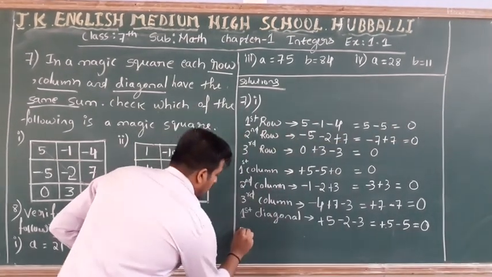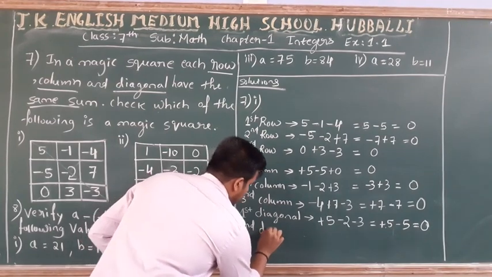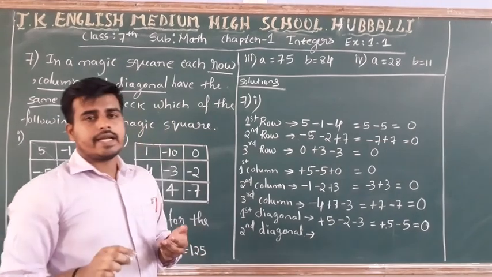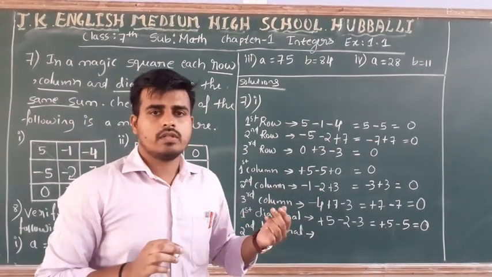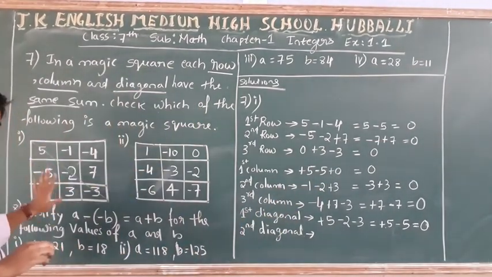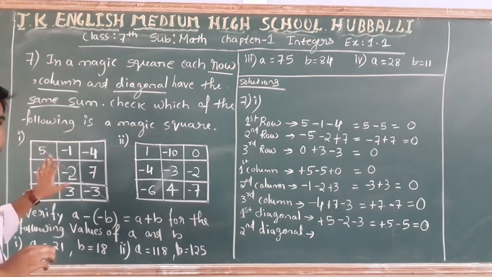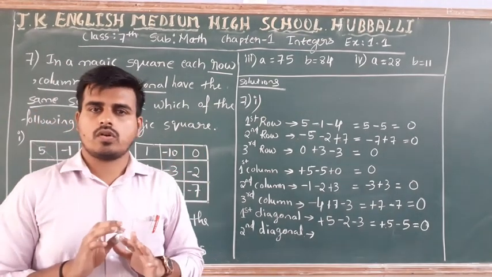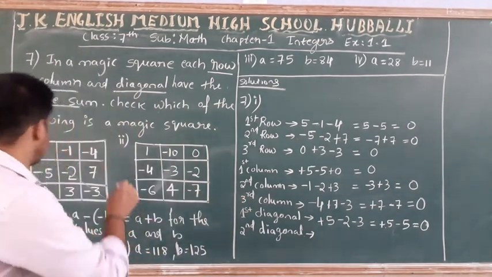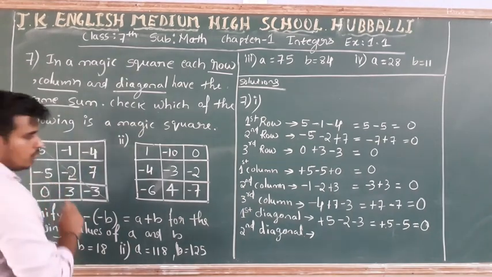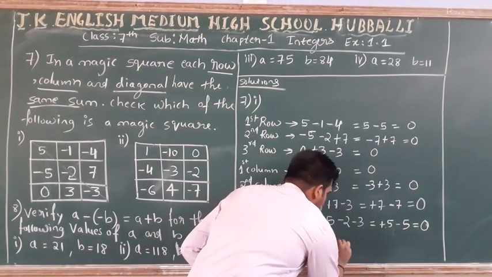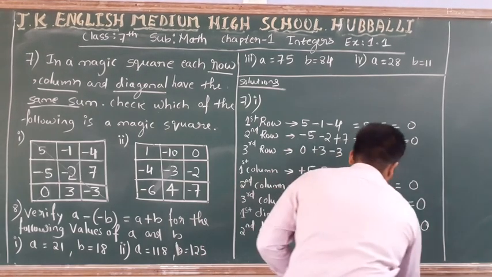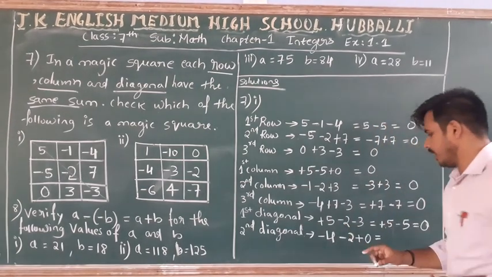Last, second diagonal. If our second diagonal answer is also 0, then this square, or this box, is known as a magic square. If the second diagonal answer is not equal to 0, then it is not called a magic square. Let's try. Second diagonal. Minus 4, minus 2, 0. Minus 4, minus 2, plus 0 or minus 0. Anything you can write.